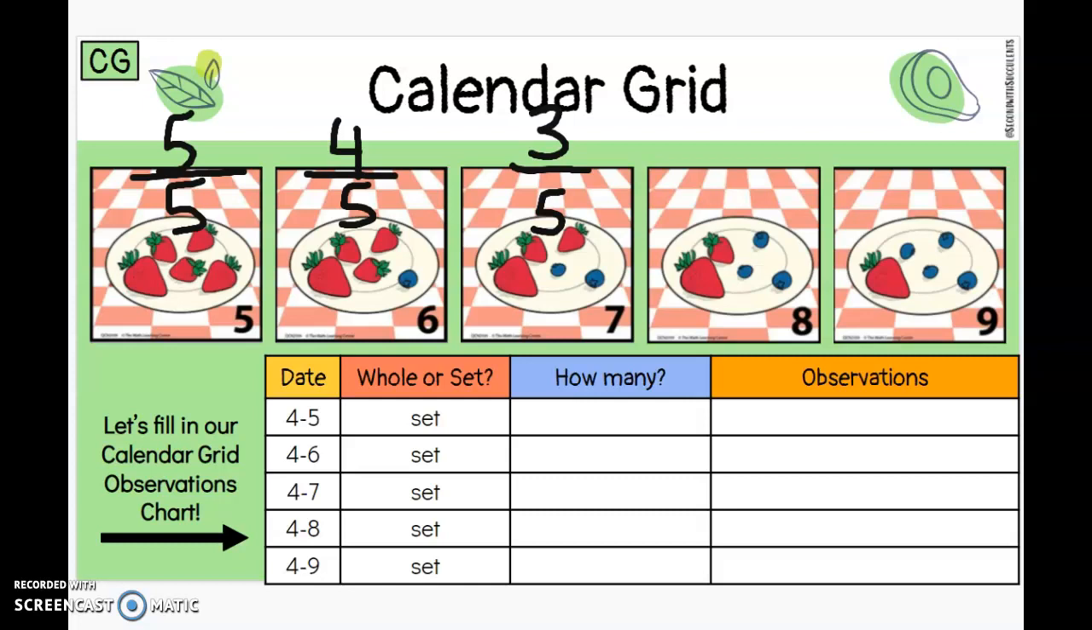Let's look at the marker for the 8th. How many pieces of fruit? Show me on your fingers. Still 5. Now how many strawberries? Show me on your fingers. Now we're down to 2 strawberries. How about for the last calendar marker? Do we have 5 pieces of fruit? Thumbs up or thumbs down? Oh, thumbs up, we sure do. How many strawberries? Just 1 and 4 blueberries. So let's fill in how many strawberries and how many blueberries we have.